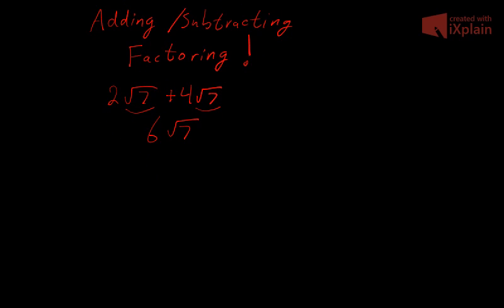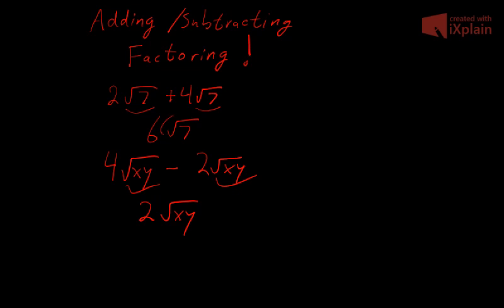Moving on, if I have something that looks like 4 square root of xy minus 2 square root of xy, once again I have the same radical here, so I have 4 minus 2 is 2, and I keep the radical. If you notice, the radicals stay the same in all of these equations. And for adding and subtracting, that's normally what's going to happen.